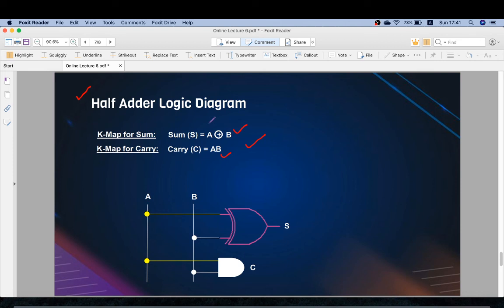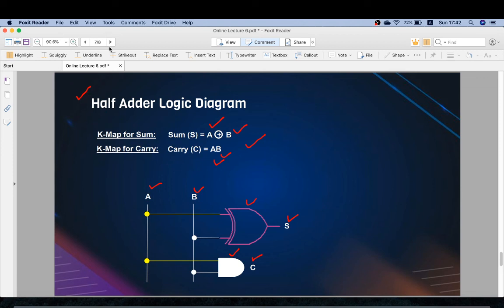From the sum S, it's clear that there will be an XOR gate, and for the carry output, because it's a product, we will use an AND gate. So there are two inputs, one XOR gate whose output will be the sum, and one AND gate whose output will be the carry C.